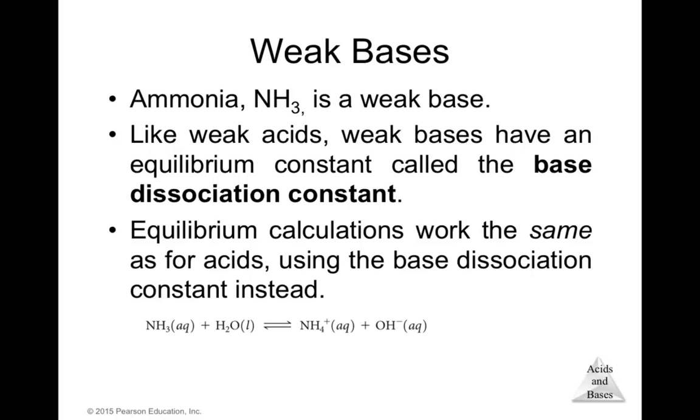So here we have ammonia in water producing NH4 plus and hydroxide anion. So the equilibrium constant Kb for this equation will be the products over the reactants. Remember that water is a pure liquid, so it's not part of the expression of Kb. So it will be the product of the concentrations of the products divided by the concentration of NH3. So that's Kb.